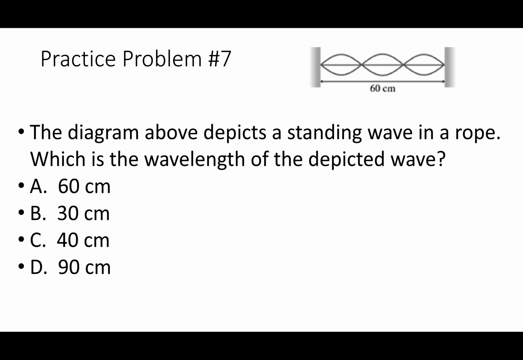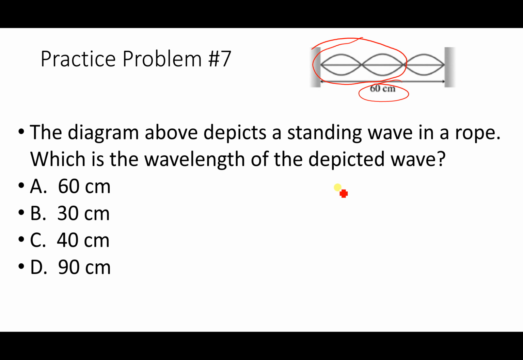All right, so here's another standing wave problem. The diagram above depicts a standing wave in a rope. What is the wavelength of the depicted wave? Well, remember, one complete wavelength in a standing wave is 2 of these loops. We know the string length is 60 centimeters. So one of our waves is essentially 2/3 of the string length.